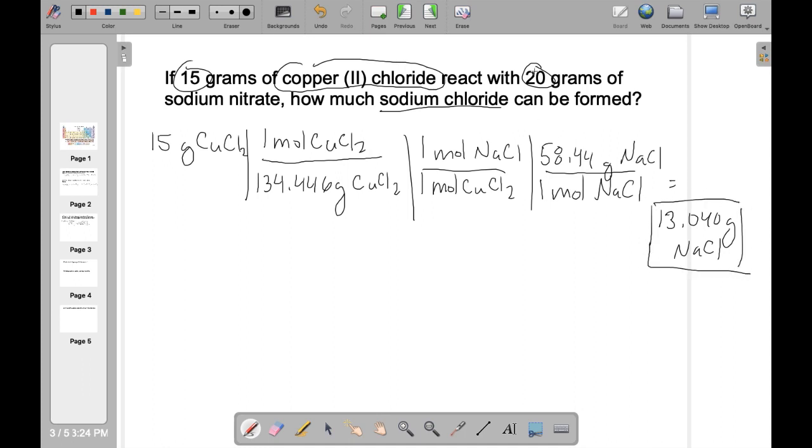But what if I use 20 grams? I will go back and redo this entire problem, another mass to mass, but instead of copper chloride, I'm going to go over here and use sodium nitrate. 20 grams of sodium nitrate.